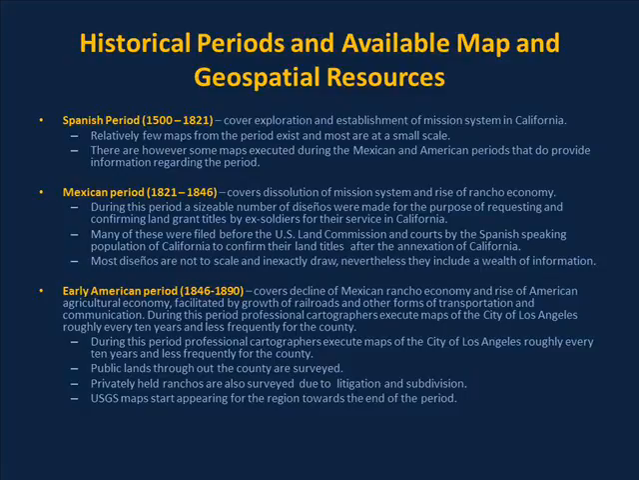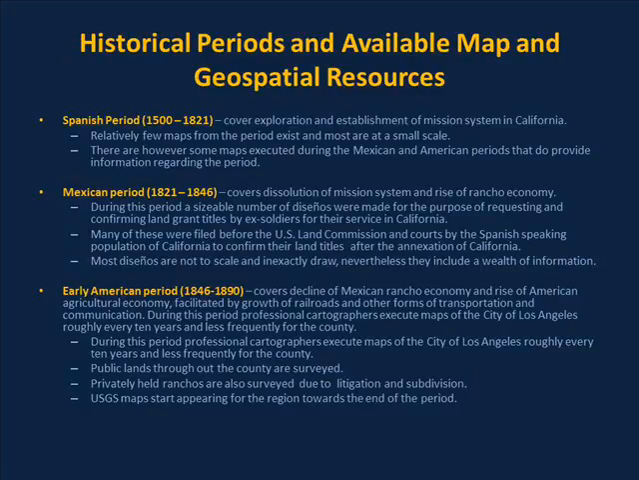The Mexican period, from 1821 to 1846, covers the dissolution of the mission system and the rise of the rancho economy. During this period, a sizable number of diseños were made for the purpose of requesting and confirming land grants by ex-soldiers for their service in California. Many of these were filed before the U.S. Land Commission and courts by Spanish-speaking landowners of California to confirm their titles after the annexation of California. Most diseños are not to scale and are inexactly drawn. Nevertheless, they include a wealth of information.